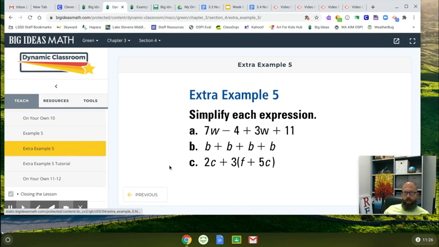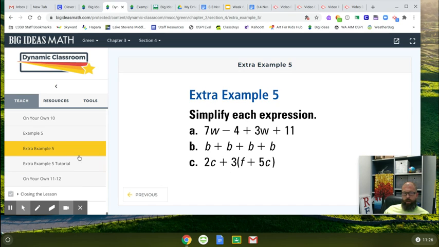All right. Another example, a few more examples. So we're going to see that 7w minus 4 plus 3w plus 11. I can see that there are like terms here, 7 and 3. So you can see that how many w's? 7 and 3 makes 10, right? Now this is where it might get tricky. So you want to take a look at the video and see. Here we can see there's 4 b's, right?